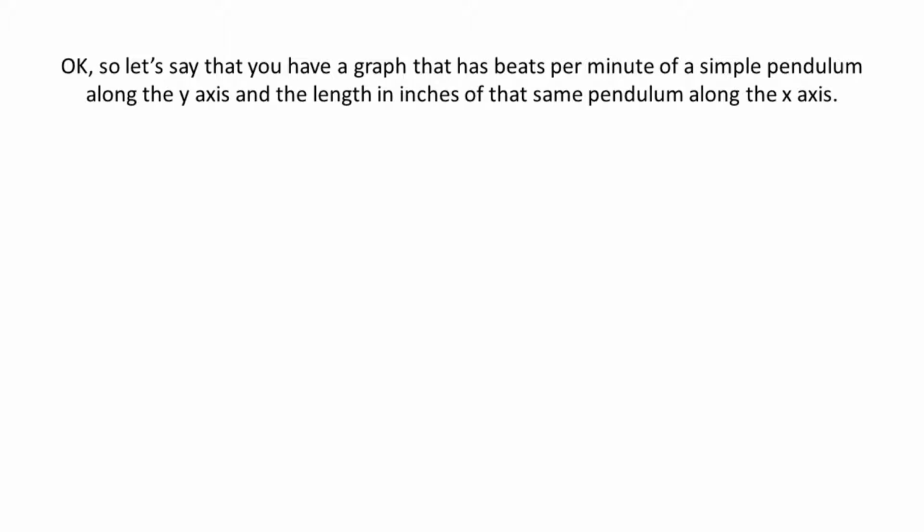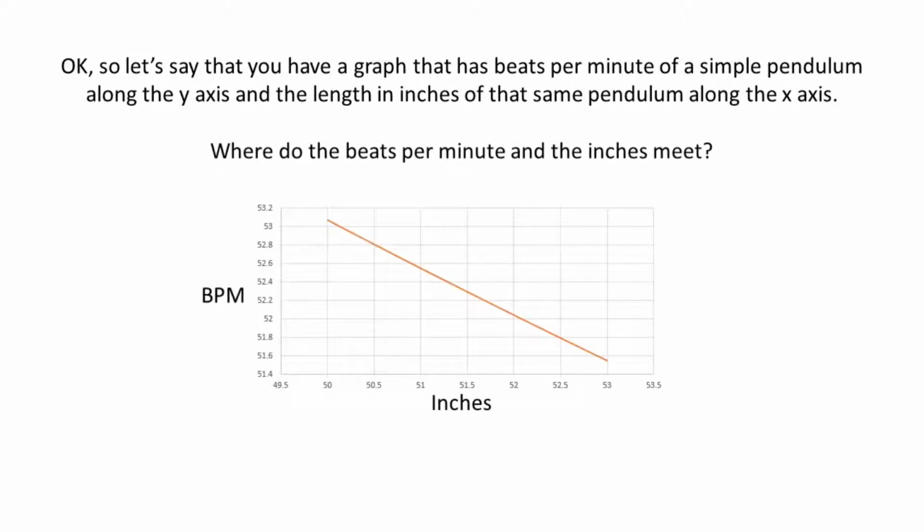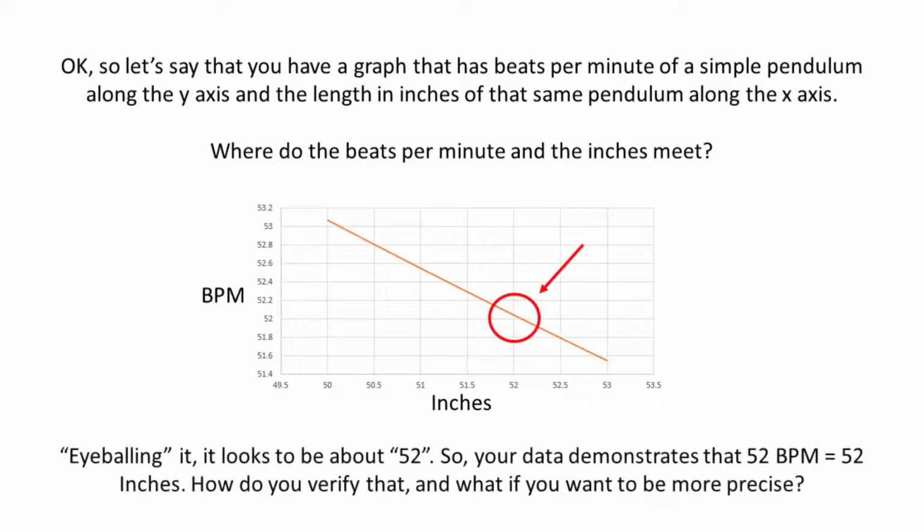Okay, so let's say that you have a graph that has beats per minute of a simple pendulum along the y-axis and the length in inches of that same pendulum along the x-axis. Where do the beats per minute and the inches meet? There's the graph, beats per minute along the y, inches along the x. You'll notice we're pretty close to 52 and 52. Eyeballing it, it looks pretty good. So your data demonstrates that about 52 beats per minute equals 52 inches long on the pendulum.